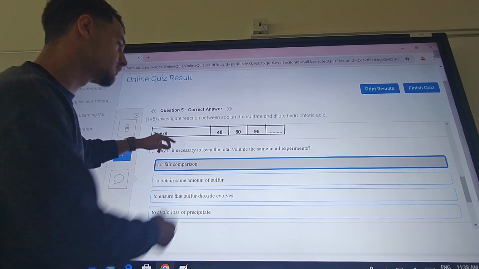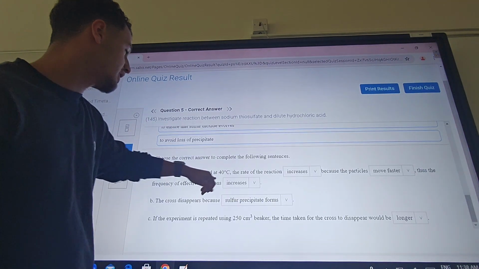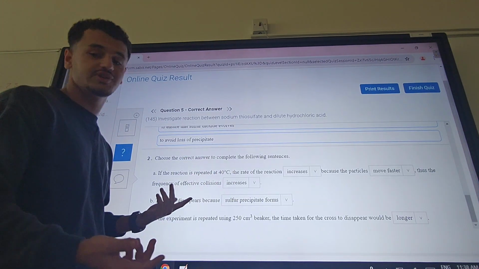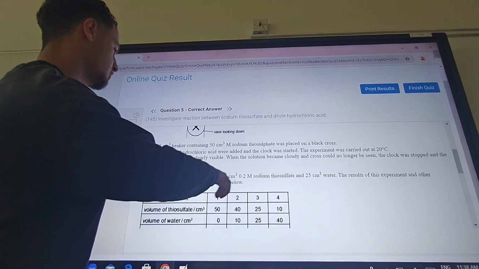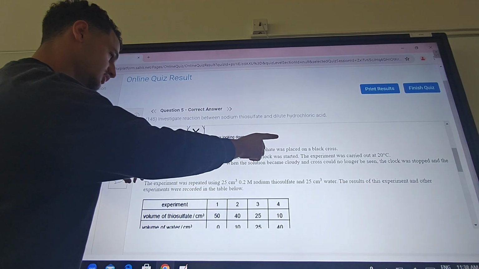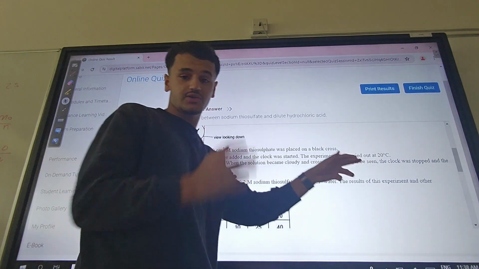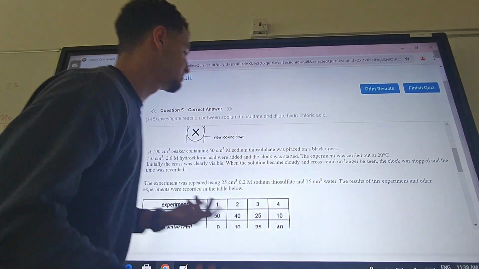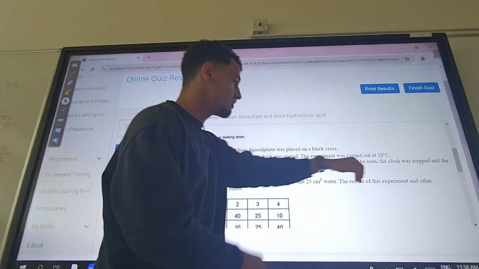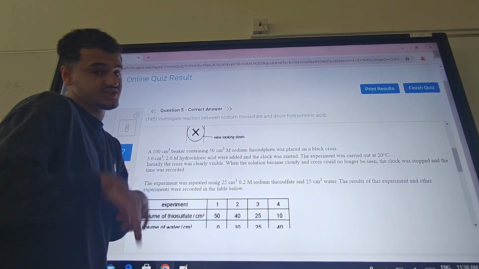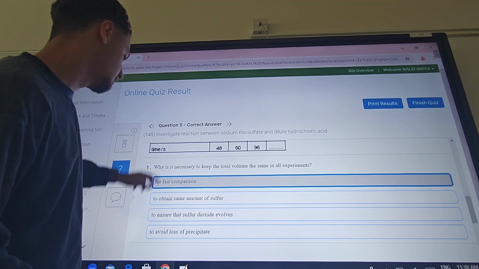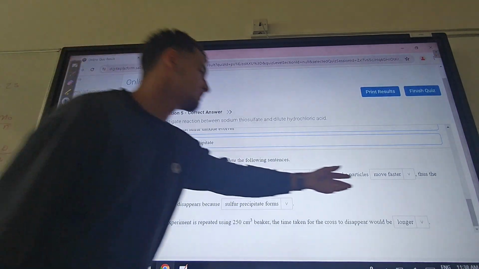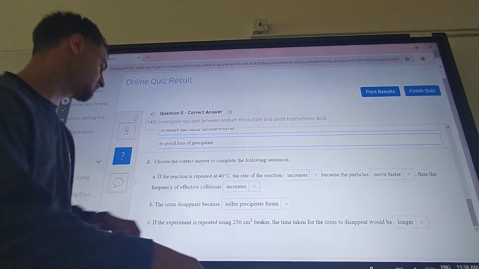So for fair comparison. If the reaction is repeated at 40 degrees Celsius, what's going to happen to the rate? Obviously, it's going to increase, as we're doing it now at 20 degrees Celsius. So if you're increasing the temperature, it's going to increase the rate. Maybe here they put for you 60 and then now they put for you 40, that's decreasing, so it's going to decrease the rate. So be careful for that, because the particles obviously move faster, thus the collisions increase.